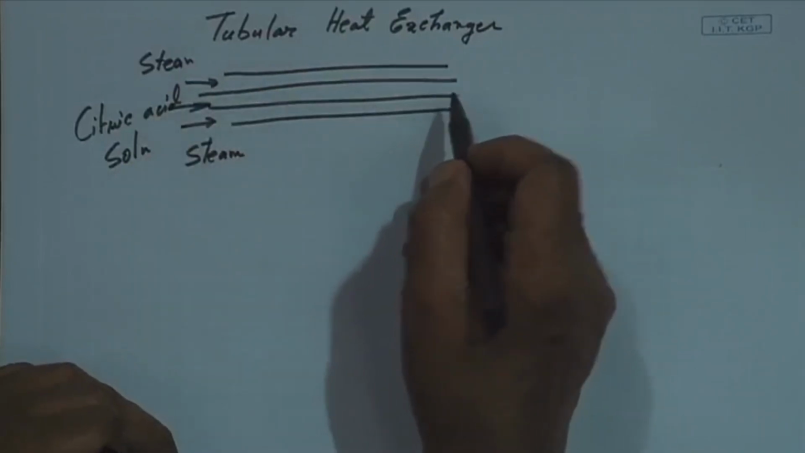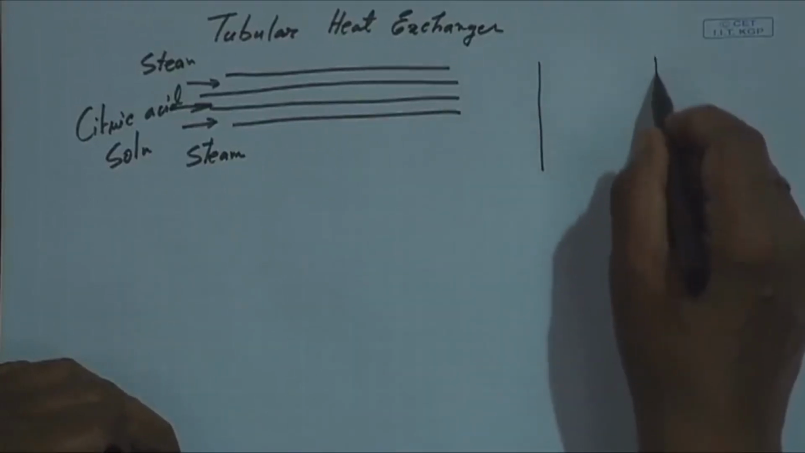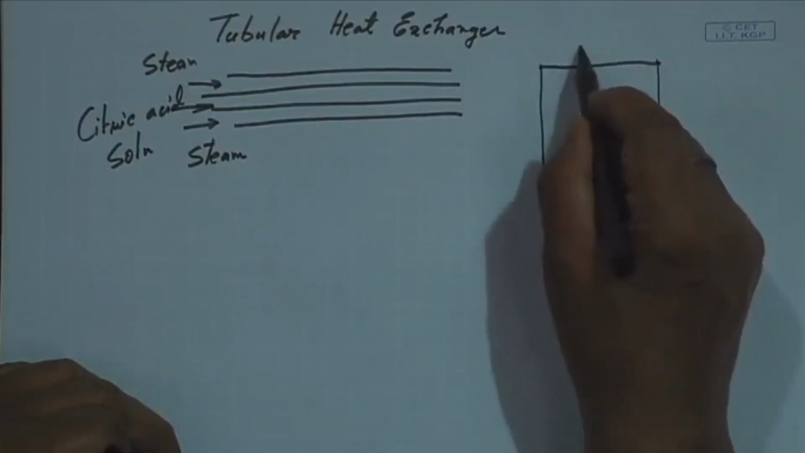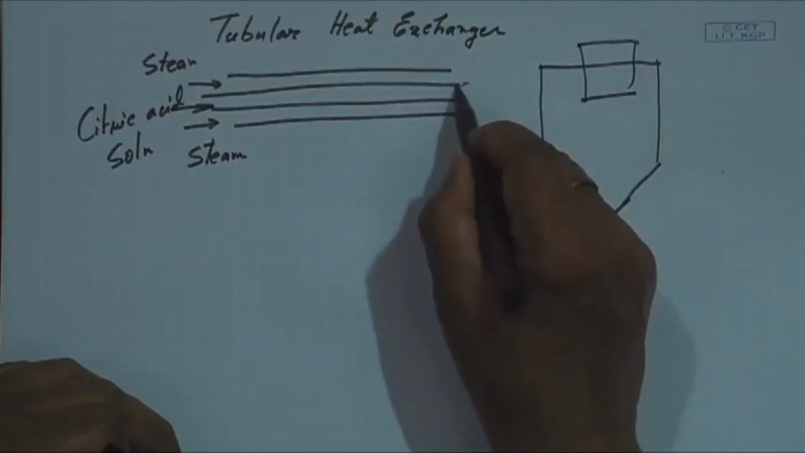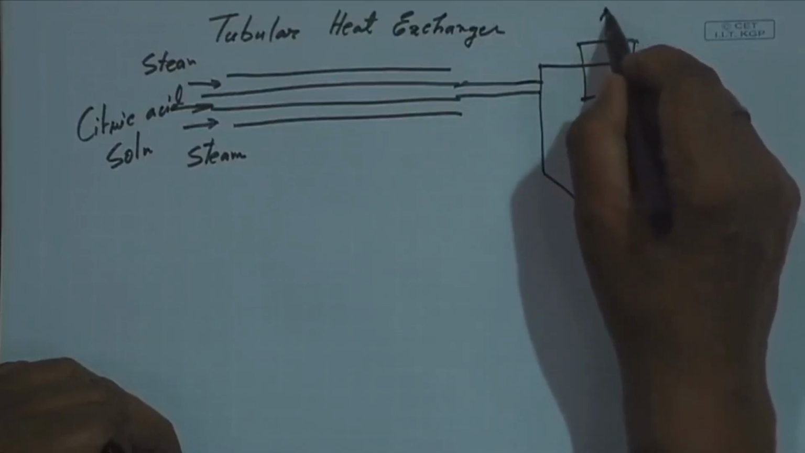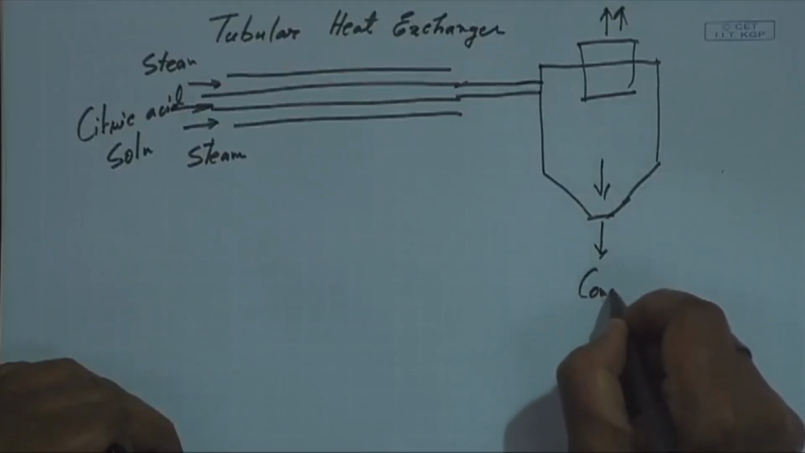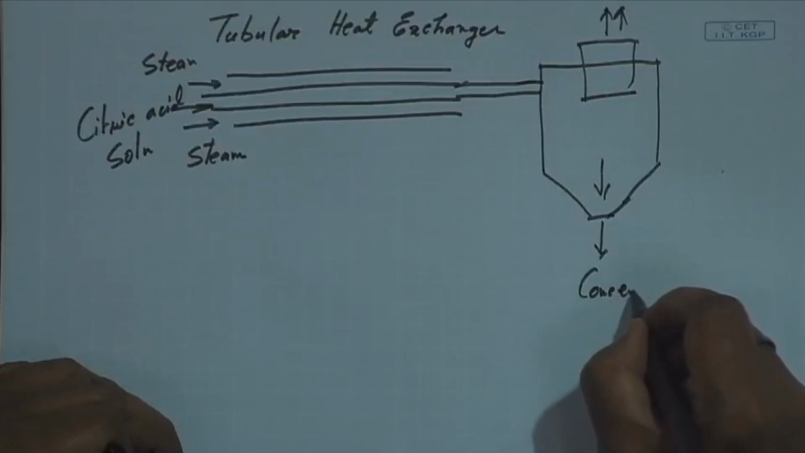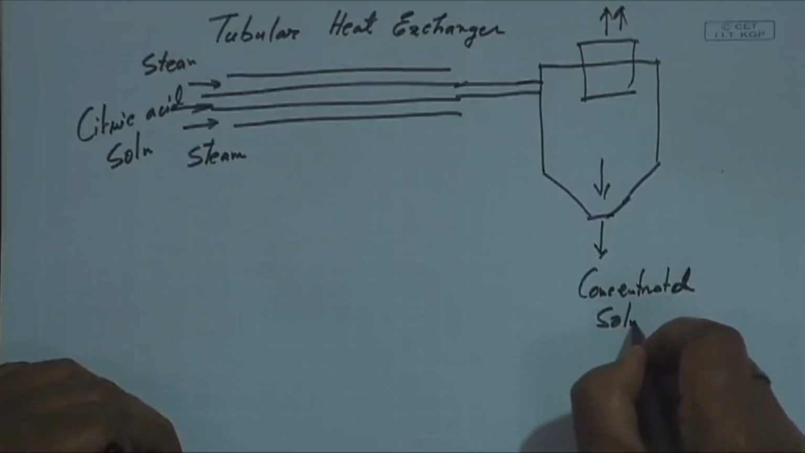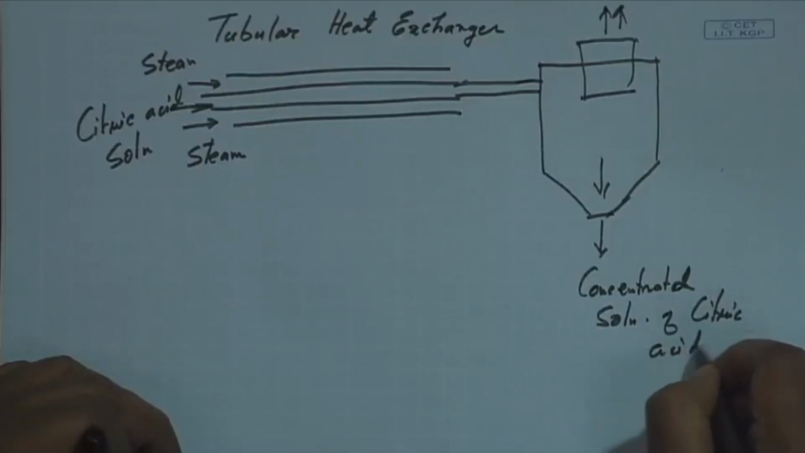This citric acid solution will be heated, and then we throw it in some kind of big chamber. We throw it like this, and when you throw this liquid here, what will happen? The vapor will go out like this, and the concentrated liquid, the concentrated solution of citric acid, will come out from the bottom. So this is how evaporation is done.